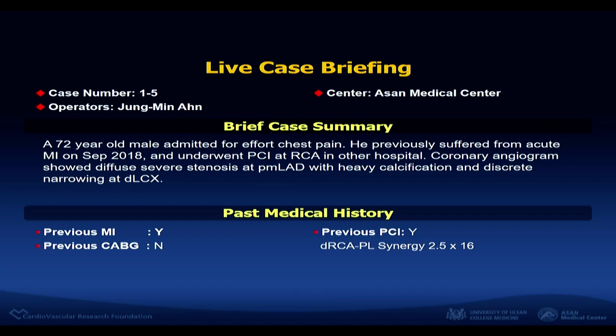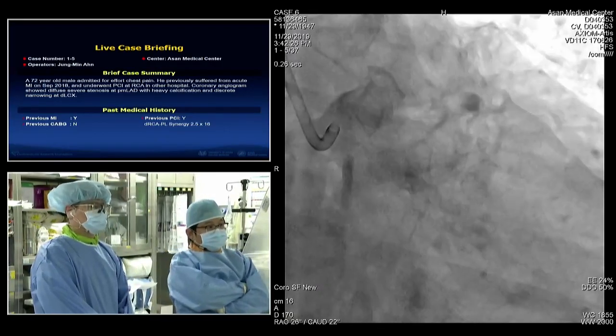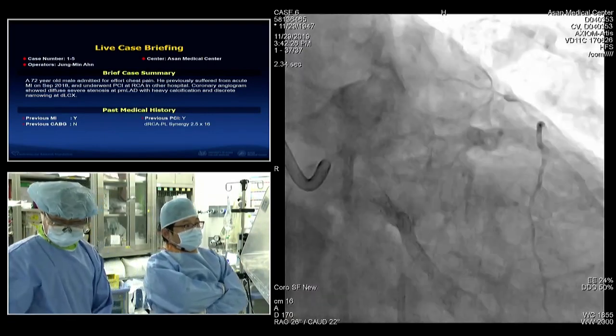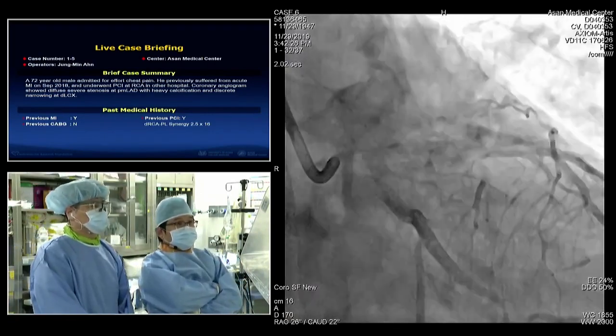So at that time, we fixed the lesion with the Synergy stent. Okay, so we already fixed the RCA and then circumflex to OM lesions. So today we are focusing on the LAD diffuse calcified lesion.